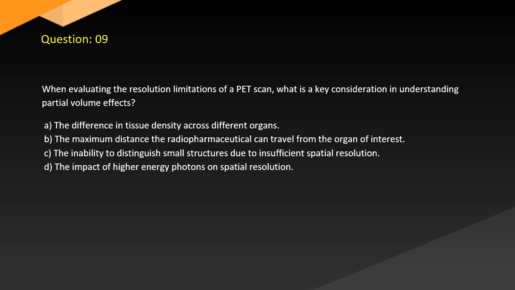Question 9. When evaluating the resolution limitations of a PET scan, what is a key consideration in understanding partial volume effects? A. The difference in tissue density across different organs. B. The maximum distance the radiopharmaceutical can travel from the organ of interest. C. The inability to distinguish small structures due to insufficient spatial resolution. D. The impact of higher energy photons on spatial resolution.